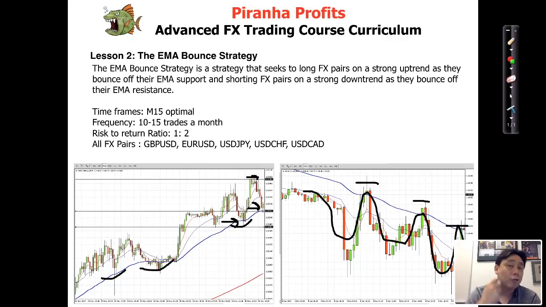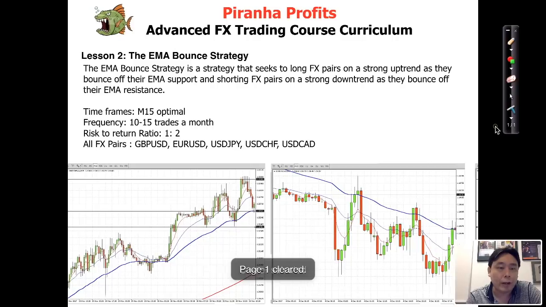So how do you identify these trades? How do you trade them successfully and reliably? They work best on 50-minute candles. We find at least 10 to 15 trades a month with a profit ratio of 1:2, and it works on every single currency pair.